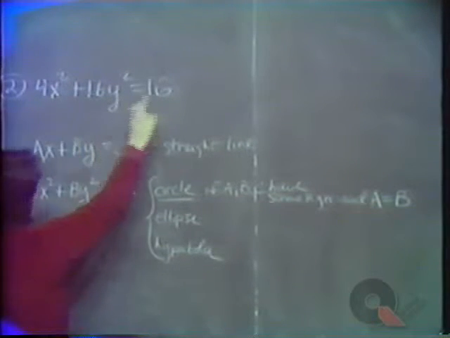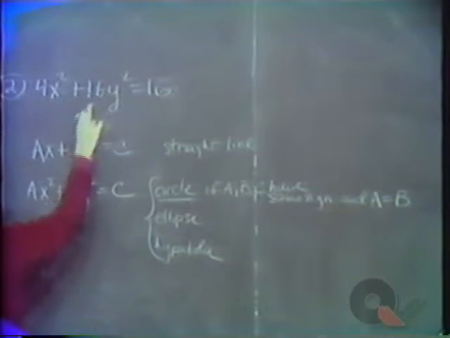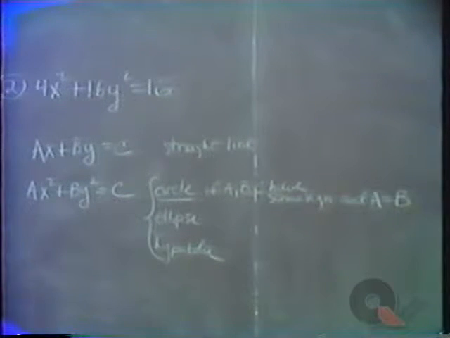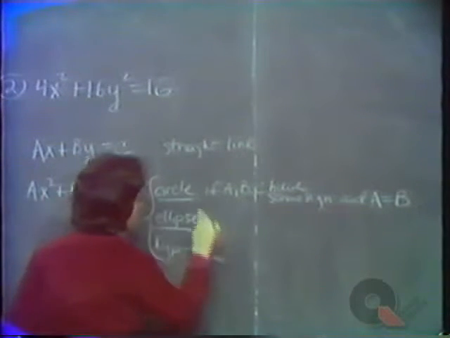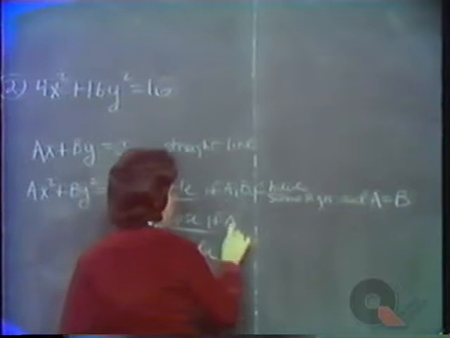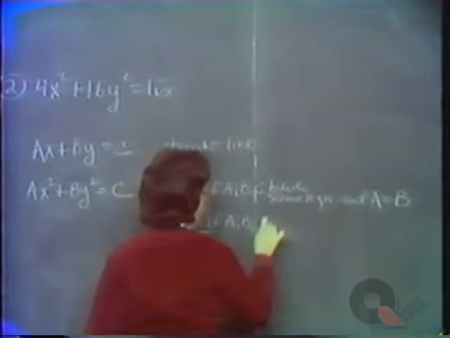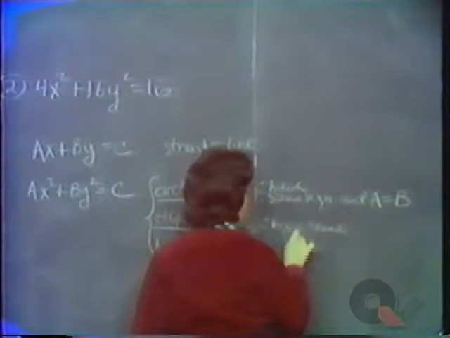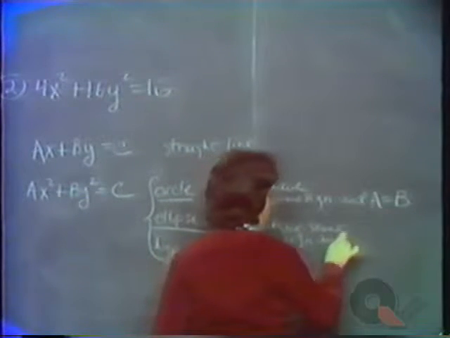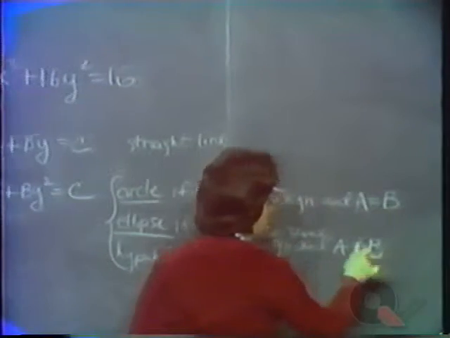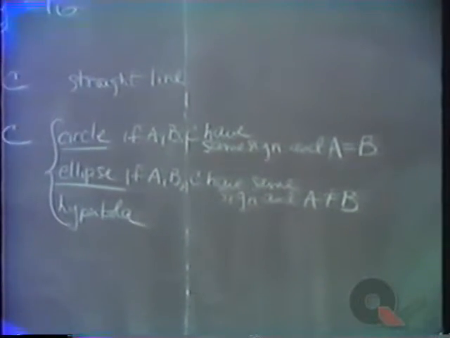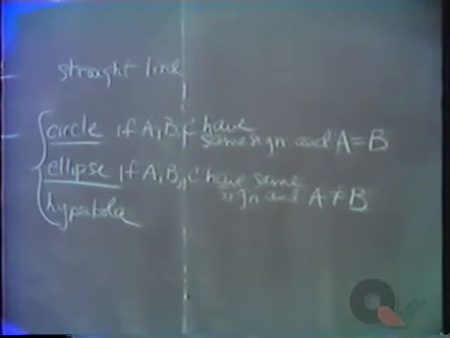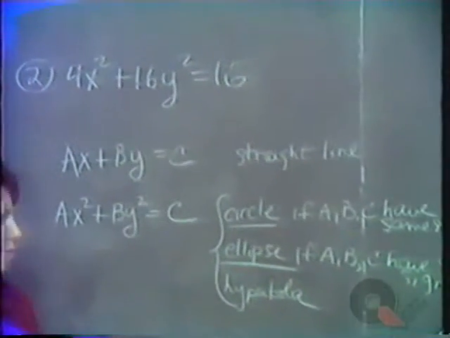Here, a, b, and c have the same sign. They're all positive, but a is not equal to b. This is an ellipse. If a, b, and c have the same sign and a is not equal to b, then we have an ellipse. And that's what we have here. A, b, and c, same sign. A is not equal to b.